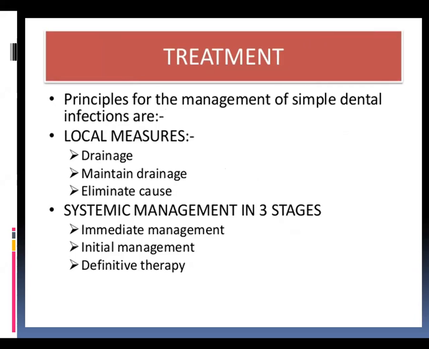Then, what is the treatment for a periodontal abscess? The principles for the management of simple dental infections are, first, local measures, and then systemic management in three stages. Local measures include establishing drainage, maintaining the drainage, and eliminating the cause. The systemic management in three stages includes immediate management, initial management, and definitive therapy.